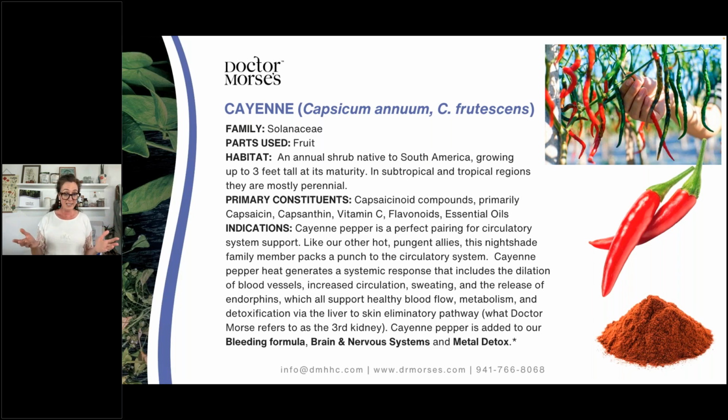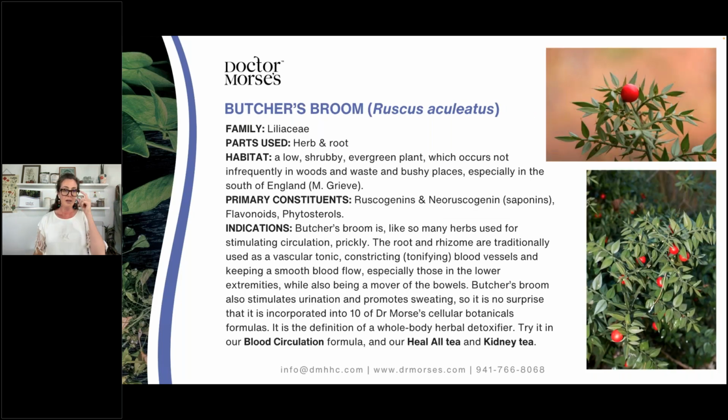So yeah, cayenne is incredible. Bleeding formula, brain and nervous system, because again, you want a catalyst to bring all of those wonderful therapeutic constituents in brain and nervous system to the brain where they'll do their best work. And it's also in metal detox. Okay, butcher's broom. This is in 10 of Dr. Morse's cellular botanical formulas. So he loves this herb.